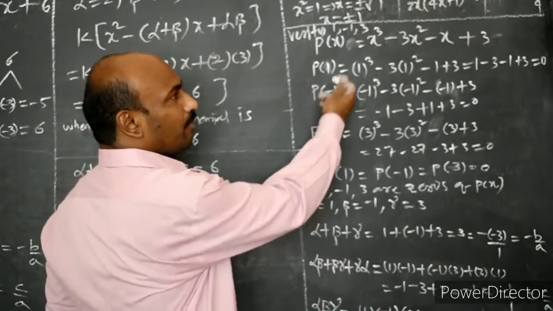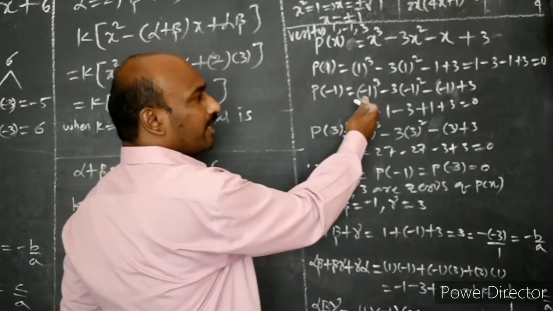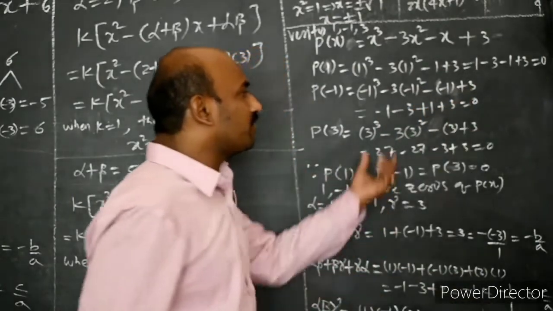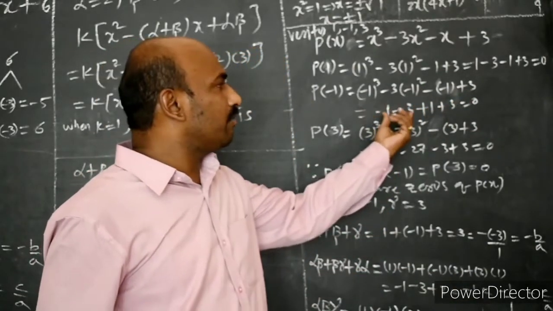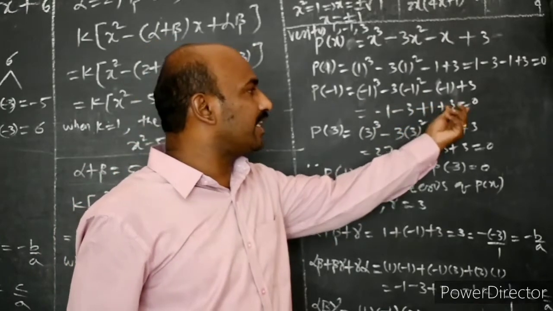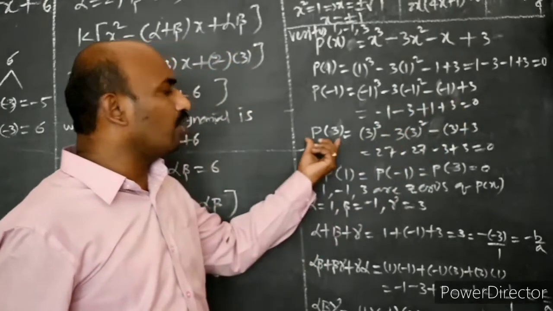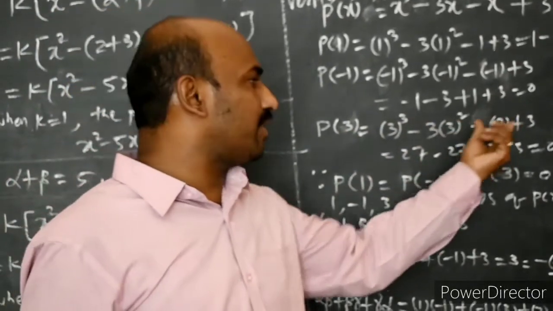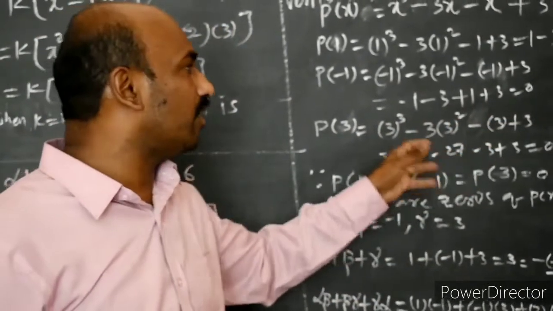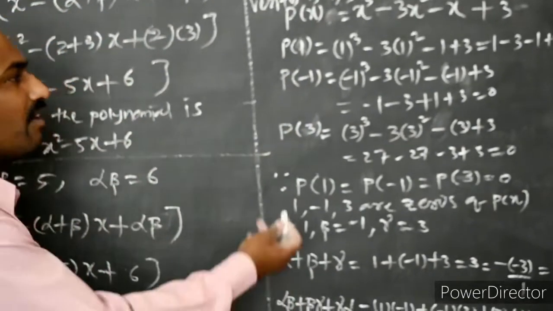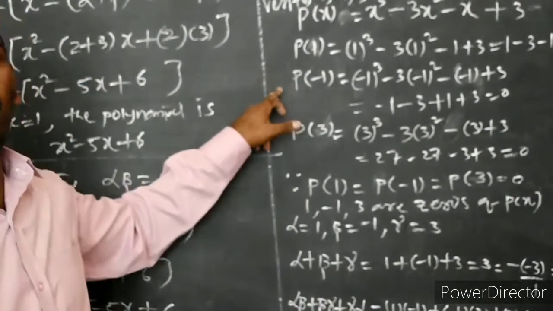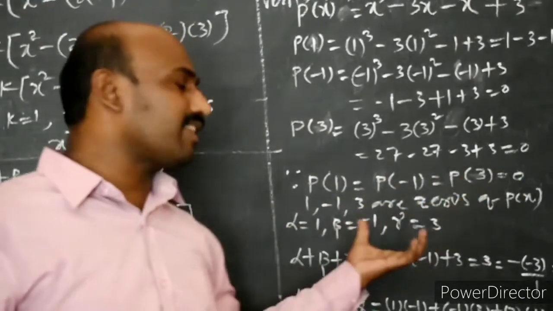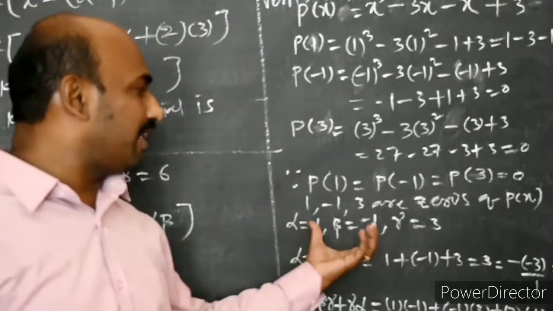If you take x as minus 1, then you will get minus 1 cube minus 3 into minus 1 square minus of minus 1 plus 3. If you simplify, this is minus 1 minus 3 plus 1 plus 3, then again you will get 0. If you go with p of 3, then 3 cube minus 3 into 3 square minus 3 plus 3, if you simplify you will again get 0. Therefore we can conclude that the function value is 0 for p of 1, p of minus 1, p of 3, so 1, minus 1, 3 are the zeros of the cubic polynomial p of x.